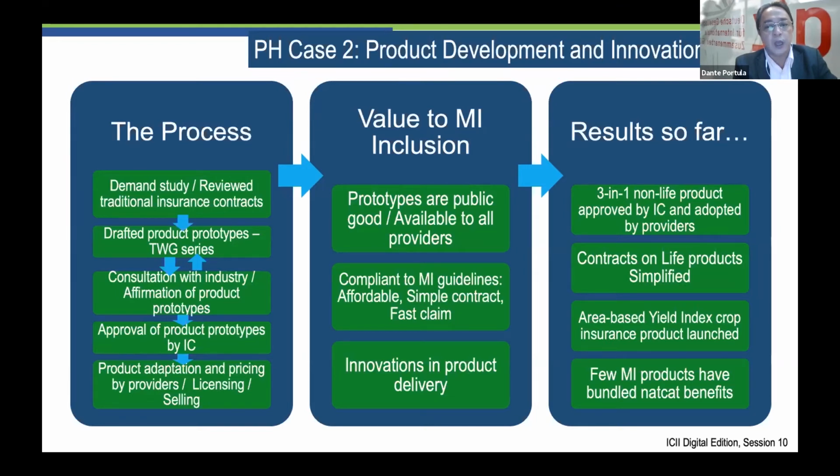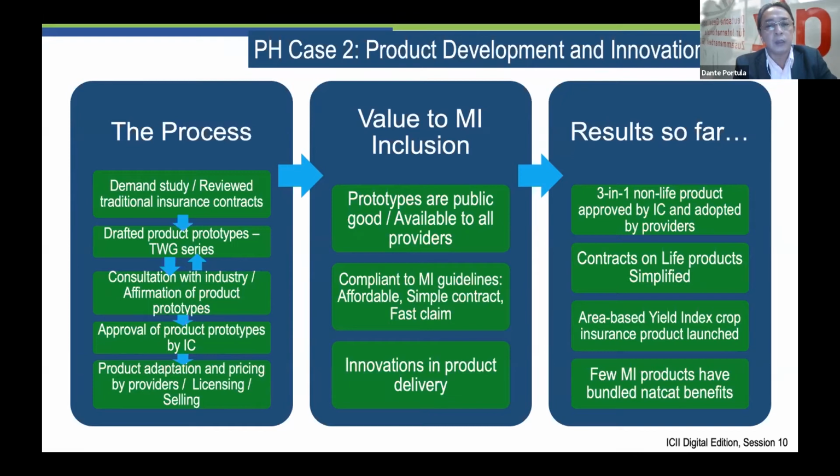Now, the value here in terms of product development is that the prototype is kind of a public good, because it is available to all providers. So it doesn't only belong to one insurance company or a few insurance companies. Any insurance company can pick up this prototype product and then adapt it accordingly to their business model. The prototype is compliant to the circular about the characteristics of microinsurance, and also the innovations in product delivery. And then we see the results here that the prototype had been adopted by 11 non-life insurance companies.